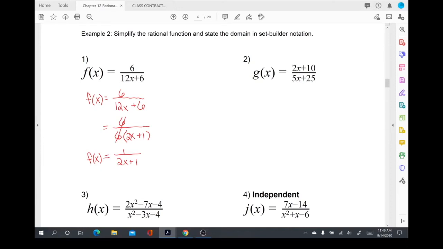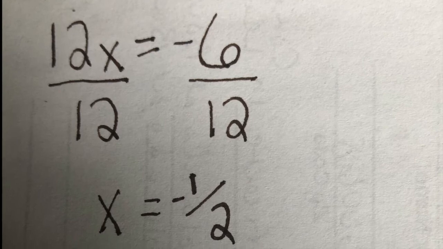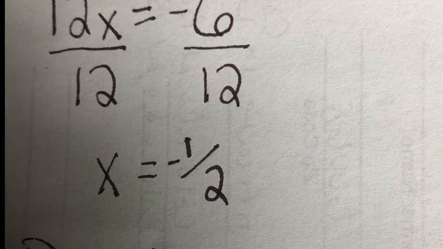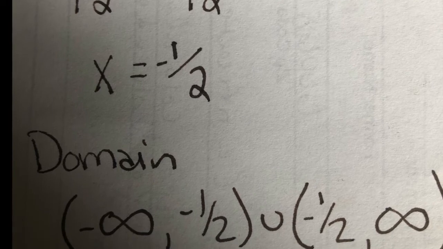And so now we have to answer the domain. What x value cannot go into the denominator? So you can start with the domain from the beginning, and you can also look at the domain at the end. Let's start up here. So 12x plus 6 could not equal 0. So when does it equal 0? It would equal 0 at negative 1/2. And so the domain would be from negative infinity to negative 1/2, and from negative 1/2 to infinity.